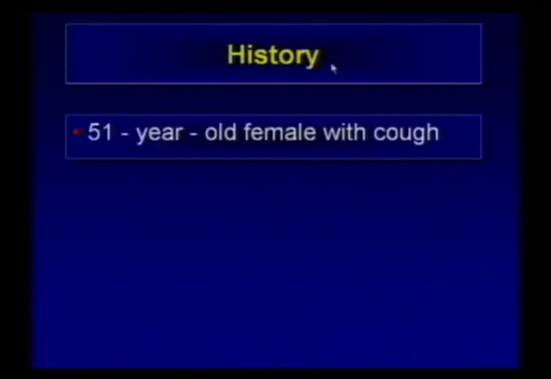51-year-old female with cough. Give you a second to make the abnormality here. We'll talk about this extensively tonight, differential diagnosis of the solitary pulmonary nodule. I mentioned some things earlier today we have to think about.